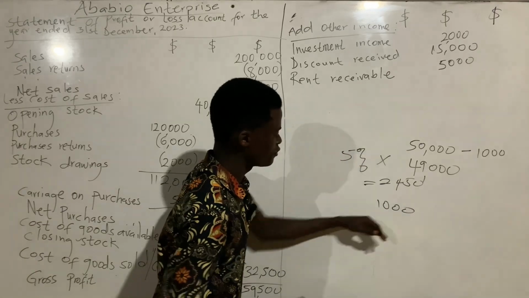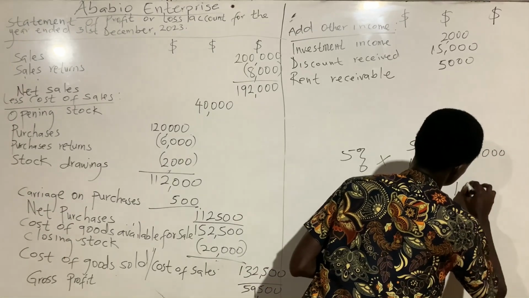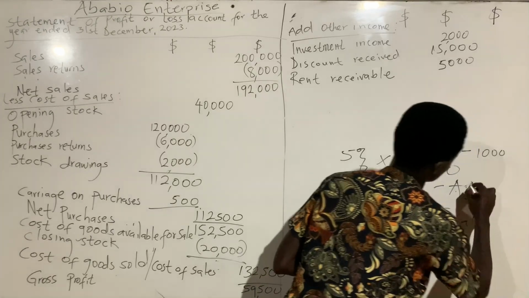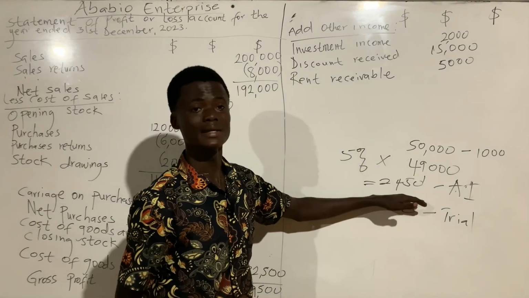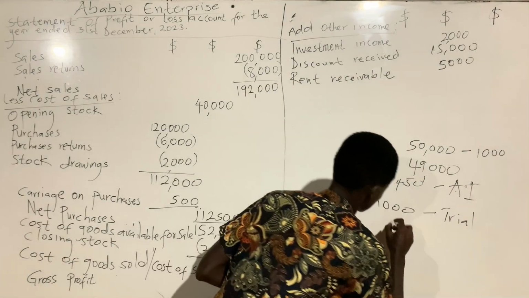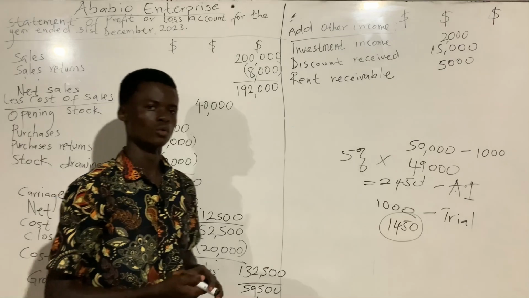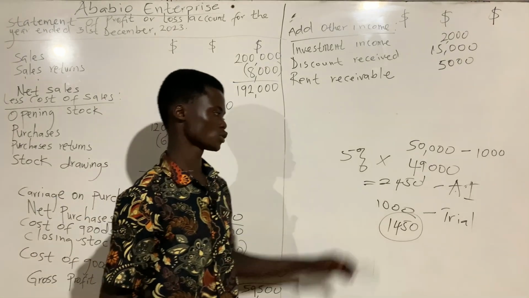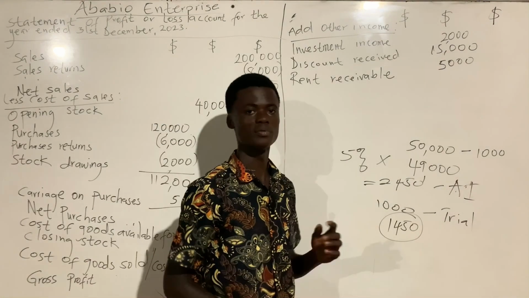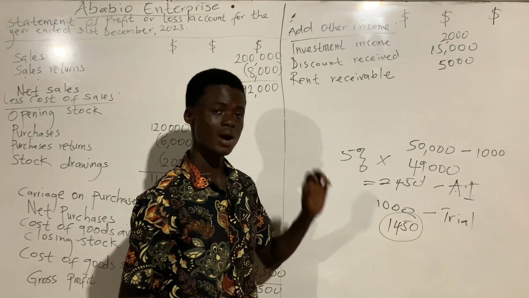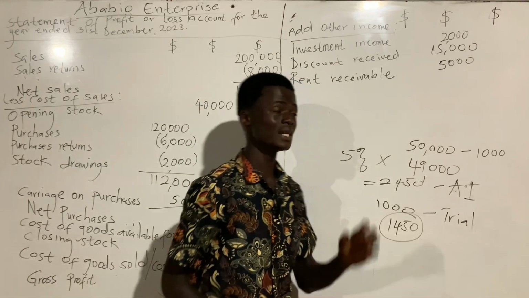So when you compare the previous year provision, this is the one on the trial balance, and this is the one in the additional information. So when you compare the $1,000 to the one in the additional information, the difference is 1,450. So this 1,450 will be treated as indirect expenses because the additional information provision for doubtful debt, or the current year provision, is more than the previous year provision. But if the one on the trial balance were to be more than the one in the additional information, that difference would have been added to other income.